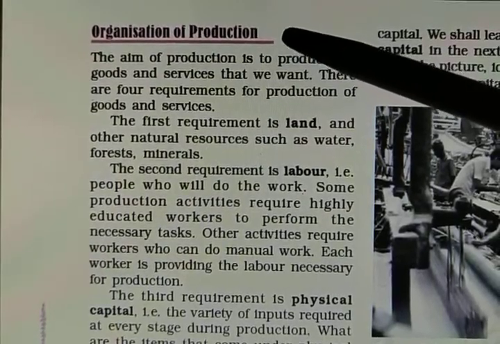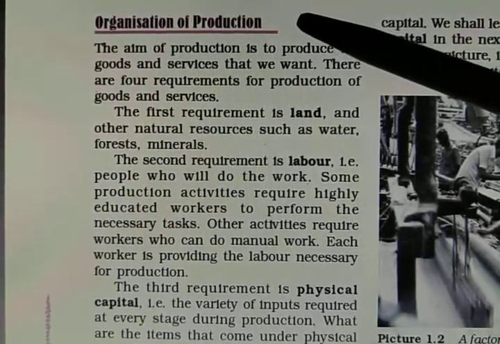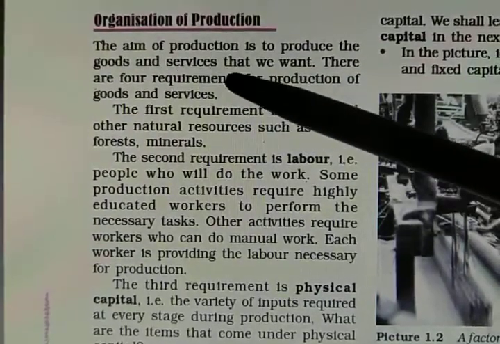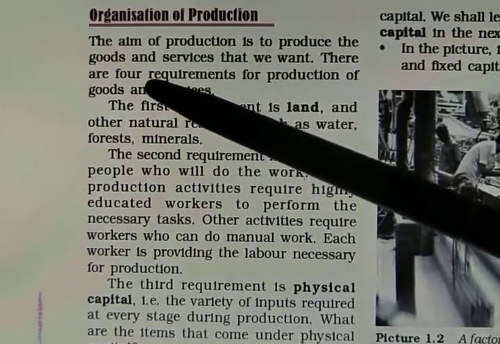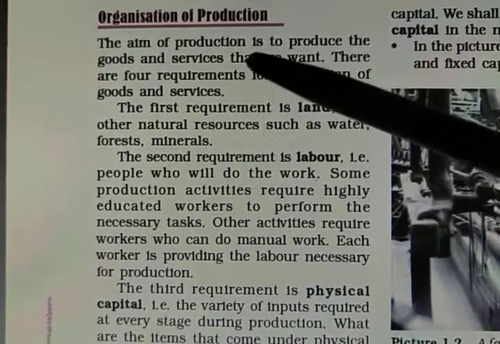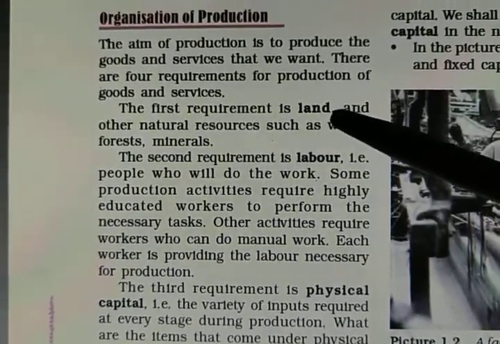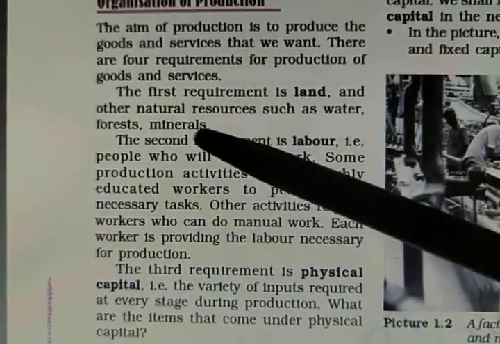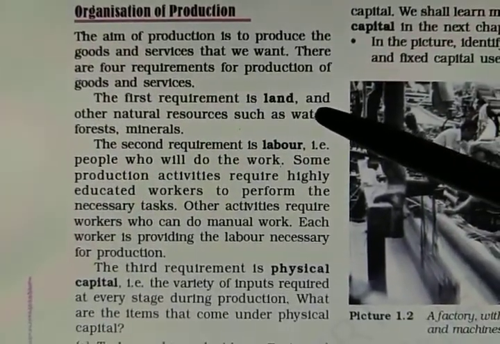Organization of production. For farm activities or for non-farm activities, production is going on, and the aim of production is to produce the goods and services that we people want. So there are 4 requirements for production of goods and services. Among these, the first requirement is land. If the land is available, the rest of the work can be possible, along with other natural resources such as water, forests and minerals. All these are the first important requirements for production.